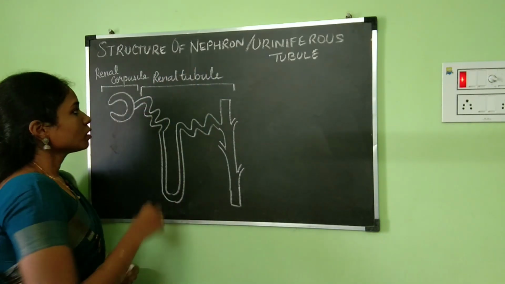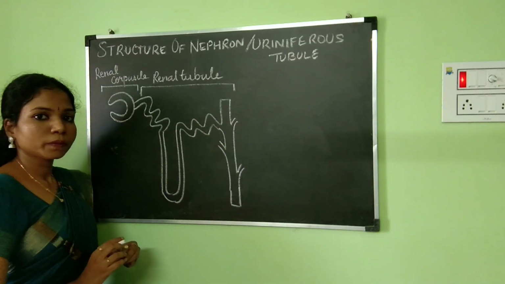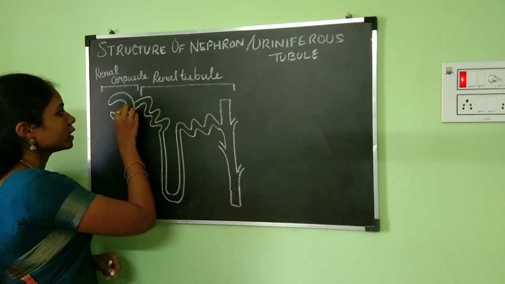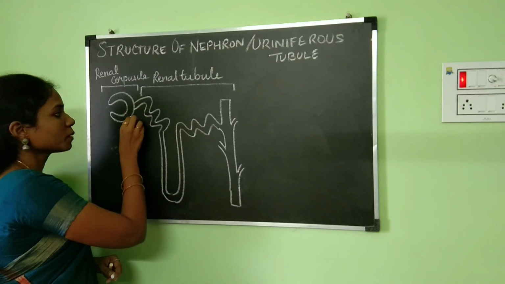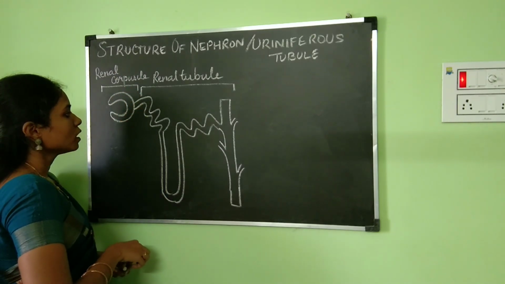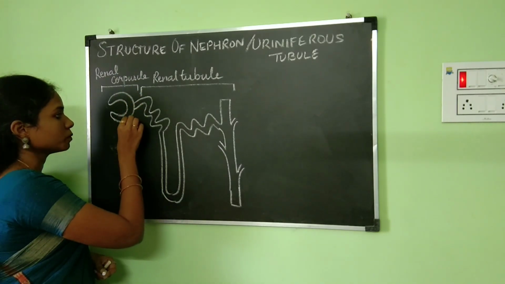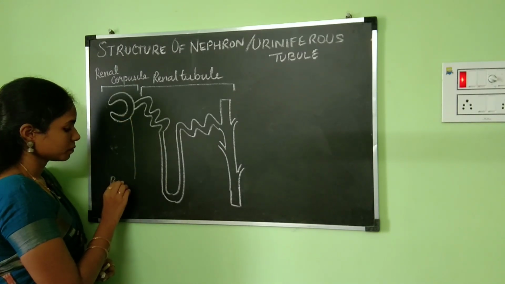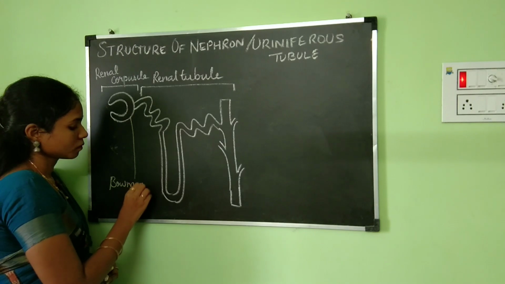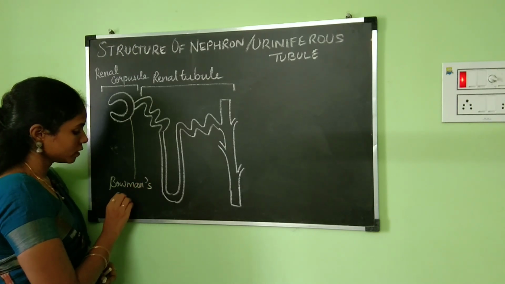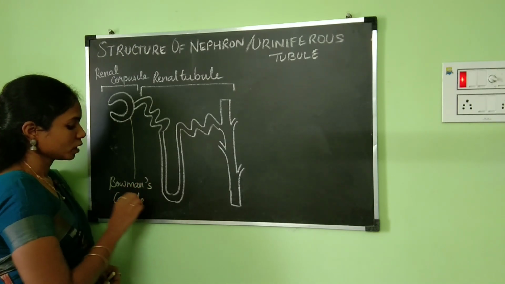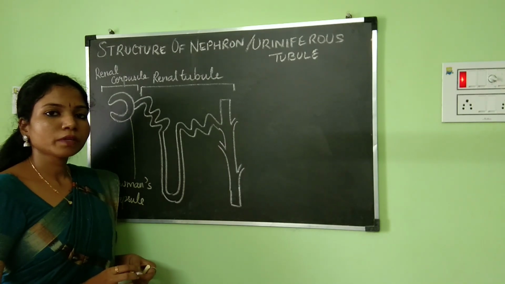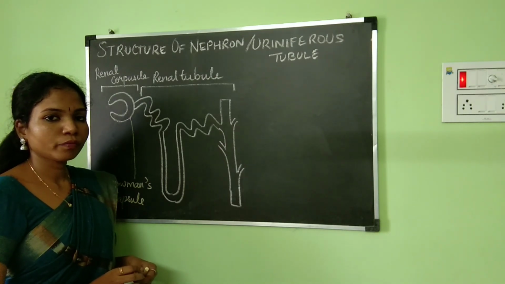So this remaining part of the nephron is called the renal tubule. Okay. So now let's discuss the renal corpuscle. The renal corpuscle consists of a cup-shaped structure which is called the Bowman's capsule. Bowman's capsule was named after the discoverer Sir William Bowman.